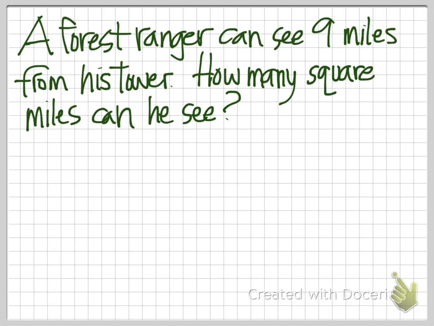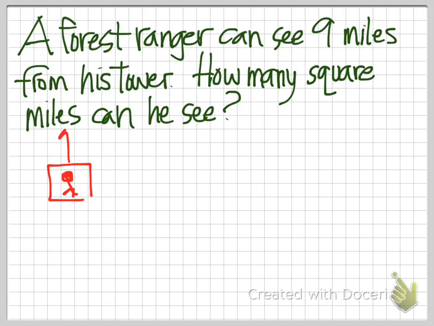This is the last problem I'm going to help you work with to find the area of a circle. In this one, they tell us that a forest ranger can see 9 miles from his tower. How many square miles can he see? Well, let's think about our forest ranger in his tower. We have our little forest ranger guy here, and this is his tower.